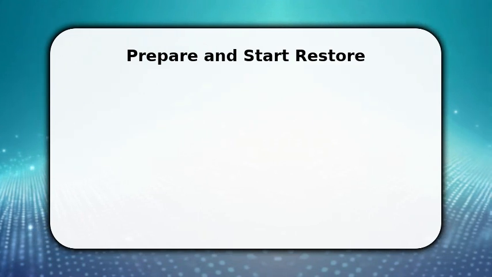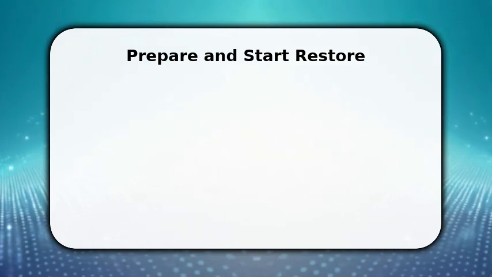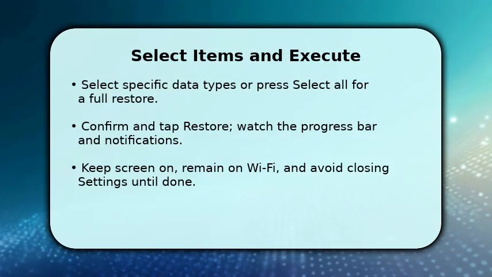You do this first to tell Samsung which snapshot to pull from. This prevents overriding anything you want to keep. You now choose exactly what to restore. Tap specific categories or select all for a full device restore.